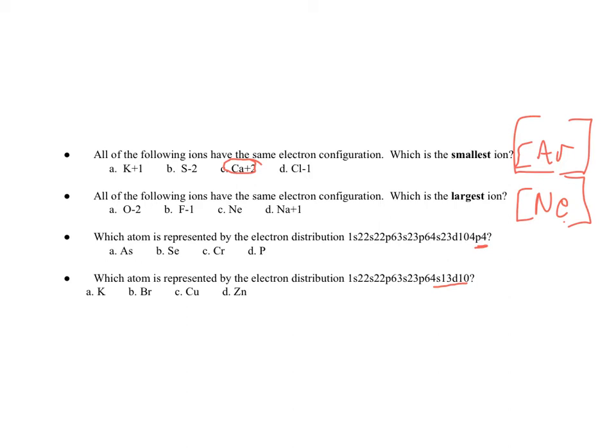The opposite in this next question with neon, which one is the largest? Well, oxygen at a 2 minus is going to take on 2 electrons and again be the largest.